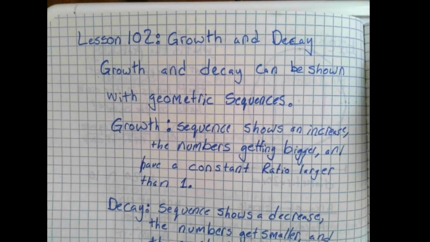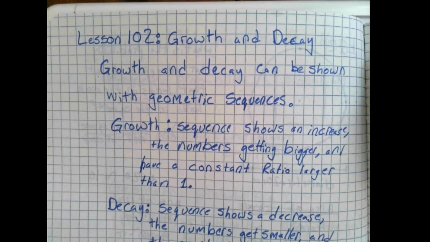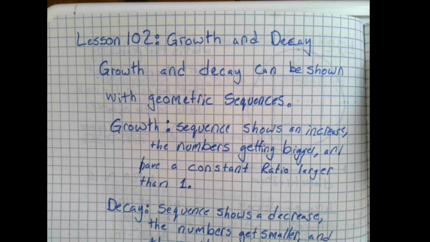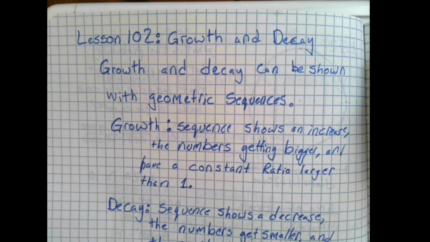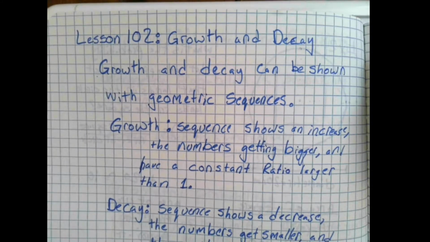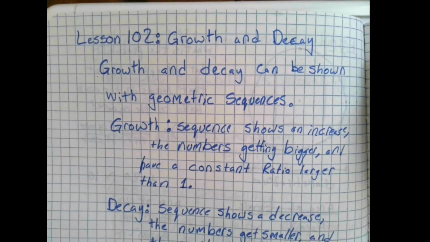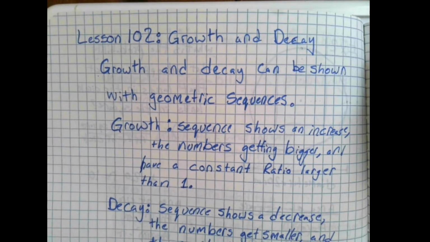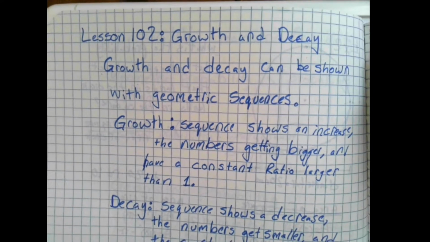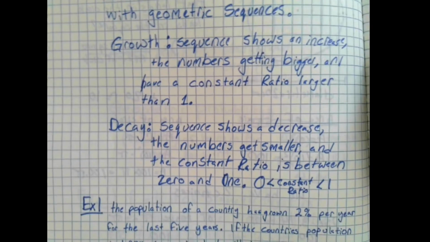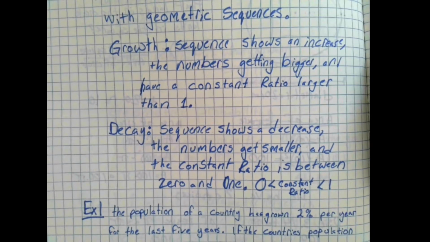The numbers will be getting bigger and have a constant ratio which is larger than 1. That means that if we divide any term in the sequence by the term directly before it, you'll get a number bigger than 1, and no matter which term you pick, you will always get the same answer for your division. In a decay, there will be a sequence that shows a decrease.